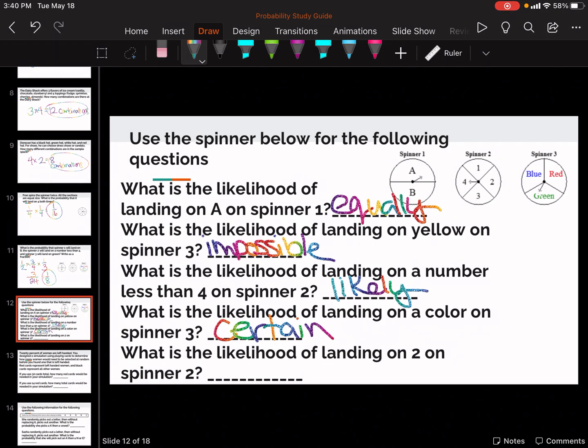Okay. What is the likelihood of landing on a 2 on spinner 2? Unlikely.